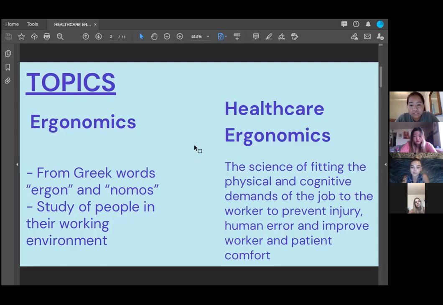ergonomics is the science of fitting the physical and cognitive demands of the job to the worker to prevent injury, human error, and improve worker and patient comfort. The goal for this healthcare ergonomics is to eliminate discomfort and the risk of injury due to work. Ergonomics basically is the laws of work.